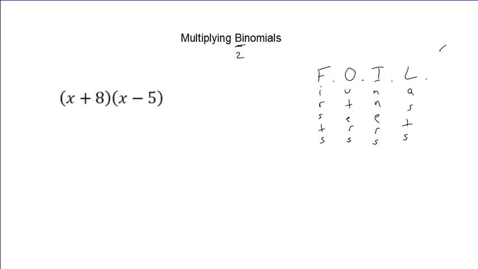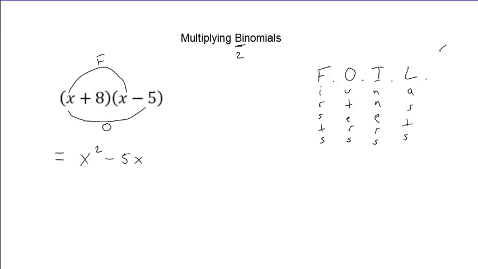So with the two binomials x plus 8 and x minus 5, here we go. We're going to multiply these two things together. My firsts, the x and the x. And so x times x is x squared. My outers, x and -5. Always remember that the sign goes with the number that is directly behind it. So that is a positive x times a -5, so a -5x.